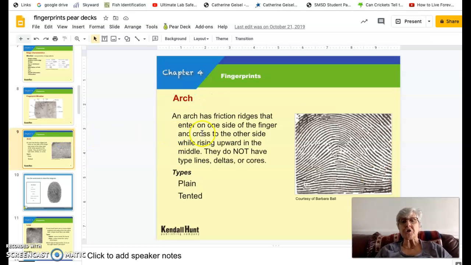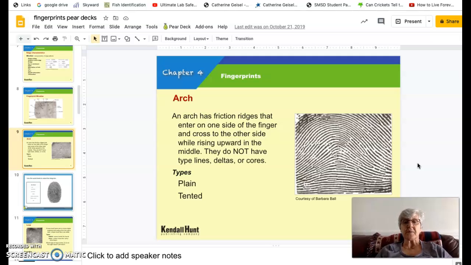One is an arch, and what you notice with an arch is it enters on one side, it goes up, and it exits the other side. So it enters one side of the finger, crosses to the other while raising up. They do not have other types of things in there called deltas and cores, which we will look at.